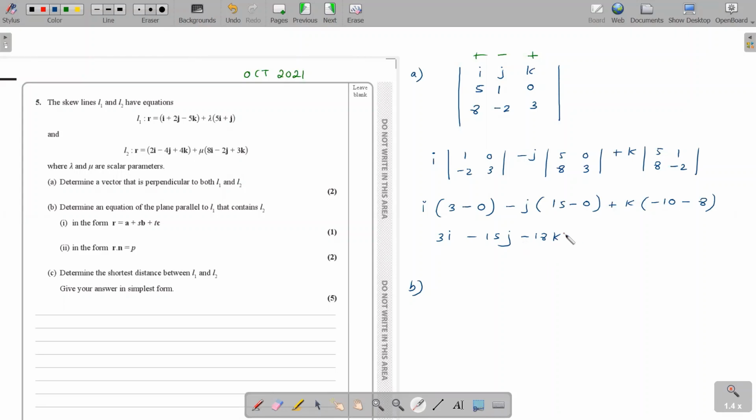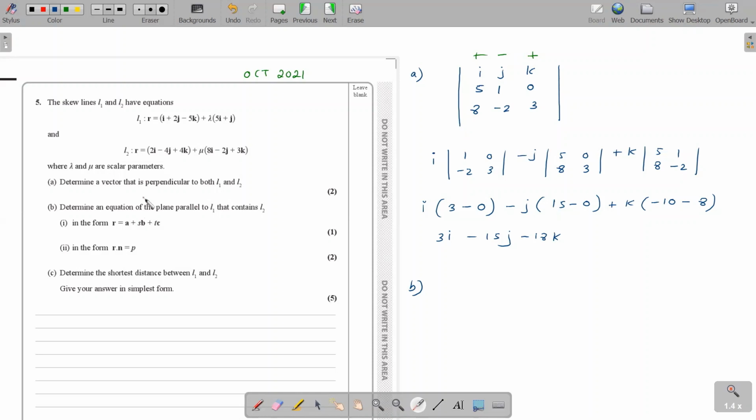Okay. So in part B, they say determine an equation of the plane parallel to line 1 that contains line 2 in the form r equals a plus sb plus tc. So this is the vector form of a plane. So you do remember, what does a stand for? a is a position vector on the plane. And what are b and c? b and c are two direction vectors on the plane.